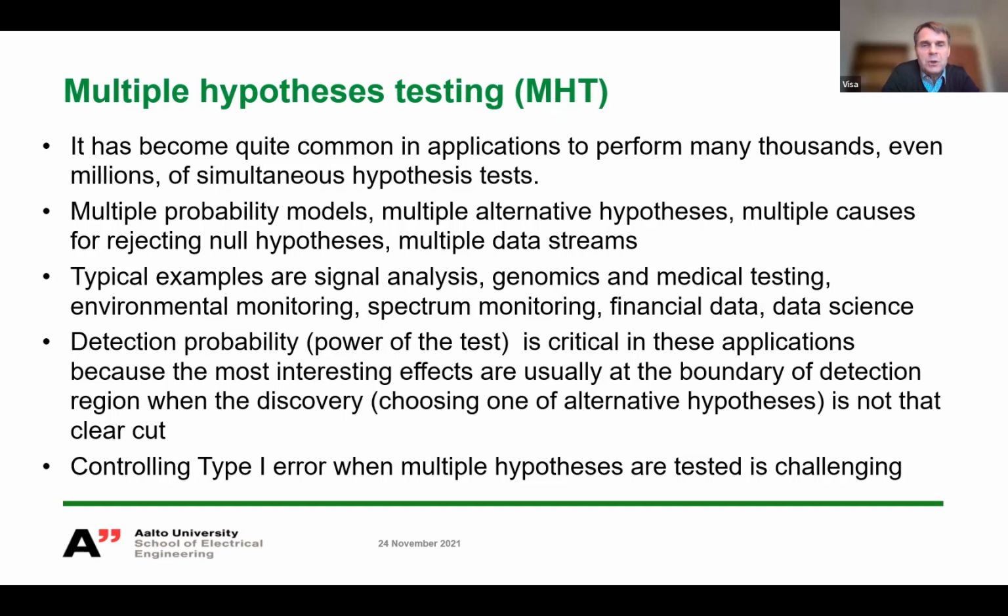Having very high detection probability, what statisticians would of course call the power of the test, is important in these applications, because in many cases you are basically in the gray area between deciding between the null hypothesis and choosing the alternative hypothesis may not be that obvious a choice. At the same time, you also need to control the type 1 errors, false positives, and that is challenging in this type of scenario.